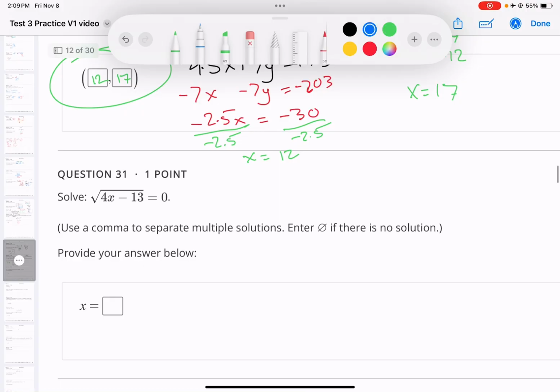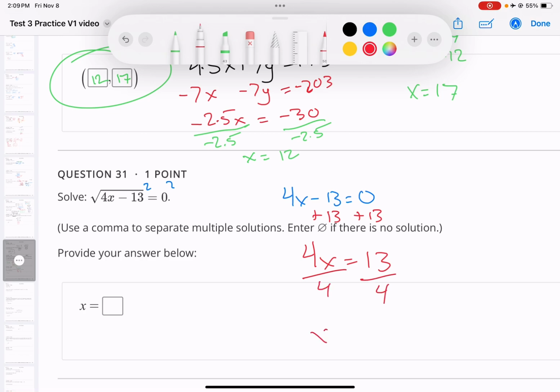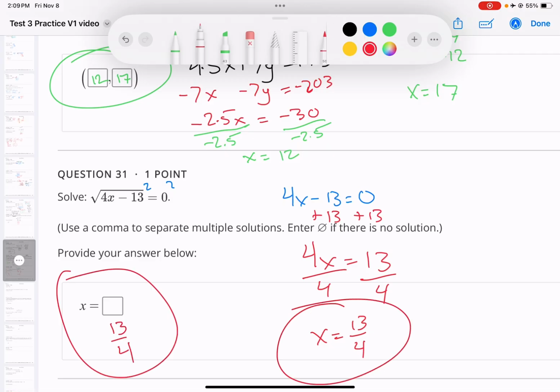All right, to get rid of the radical, I'm going to square each side. So I got 4x minus 13 equals 0. Okay, I'm going to plus 13, 4x equals 13. Divide by 4, x equals 13/4. I know it's not a nice number, but that's what we got.